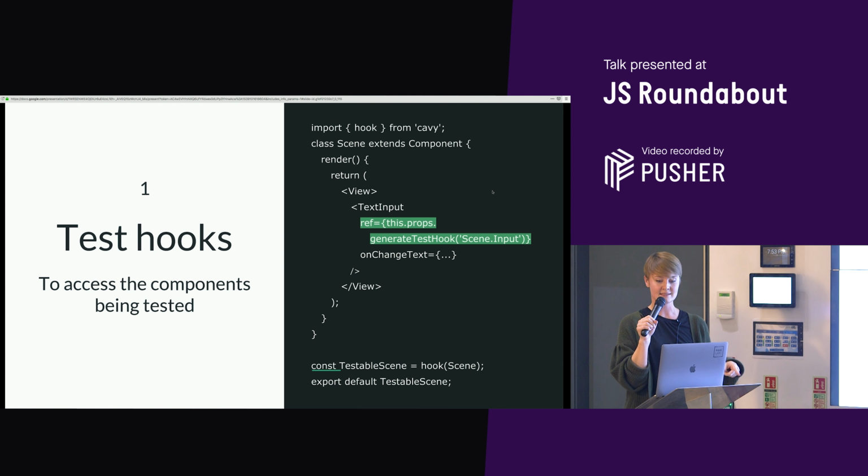So Cavy adds this reference that you've given it together with the component itself into what we call the test hook store. And that's basically where all the components are stored for access later on in your tests.